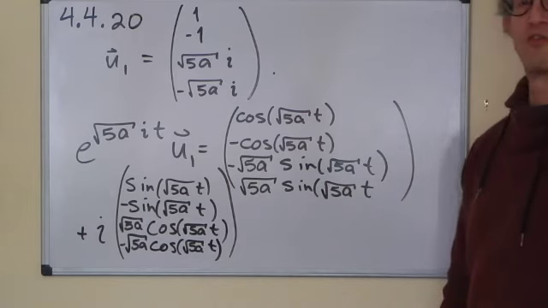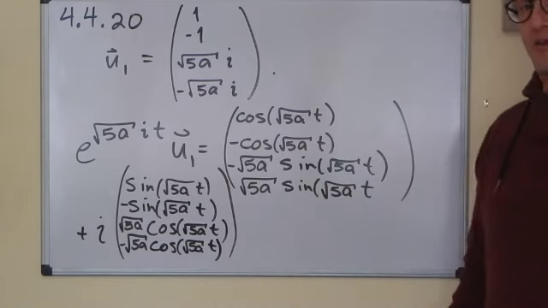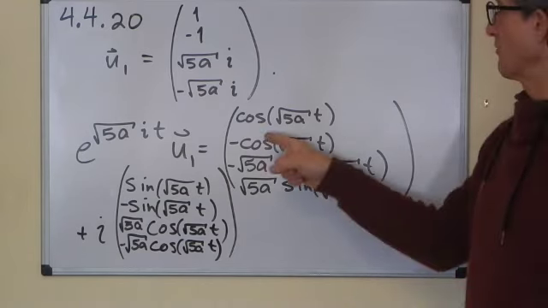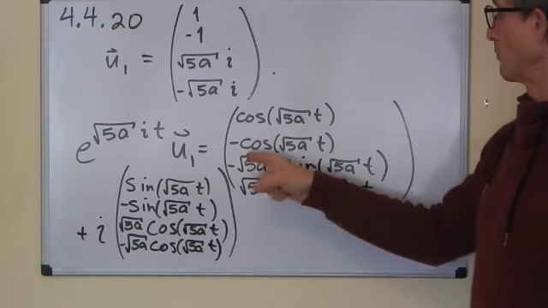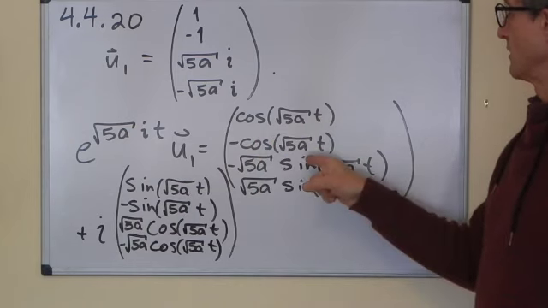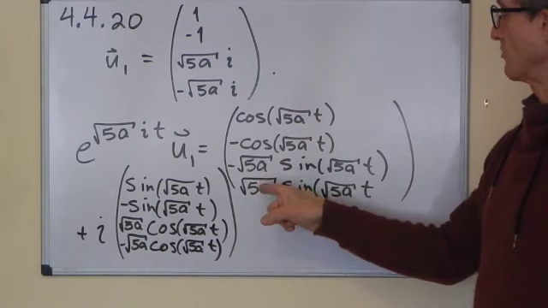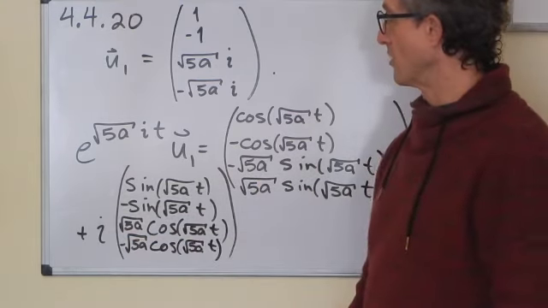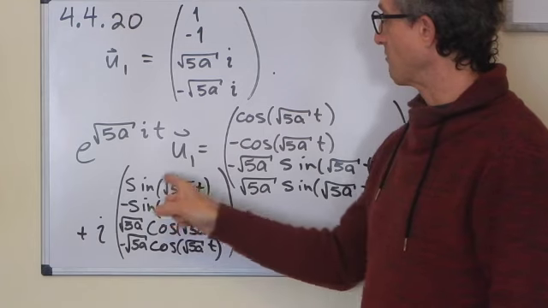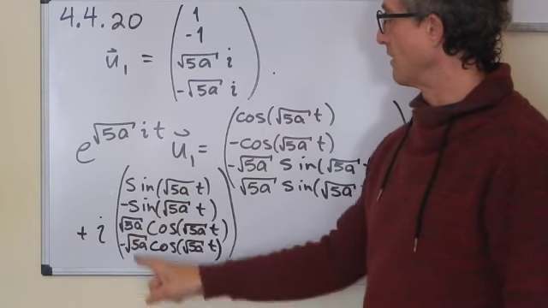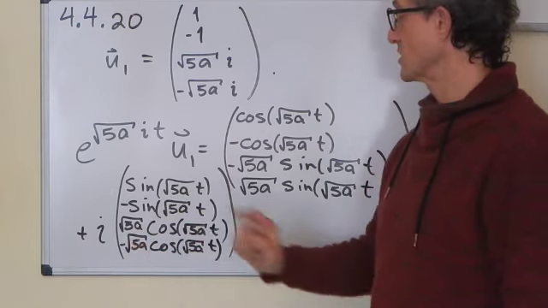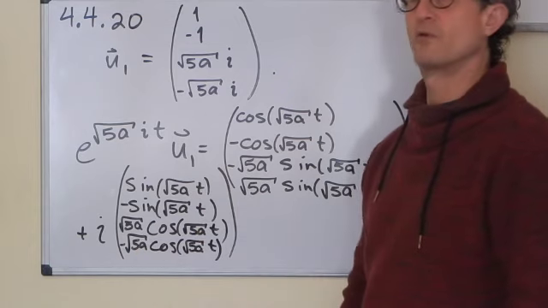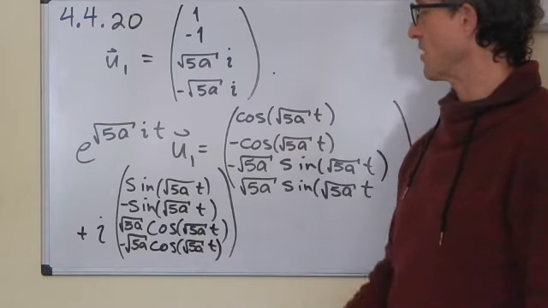Let me just read these through quickly in case they're not so visible. Minus cosine minus the square root of 5a times sine plus the square root of 5a times sine, and then in the component that involves the square root of minus 1, I get sine minus sine, the square root of 5a times cosine minus the square root of 5a times cosine.